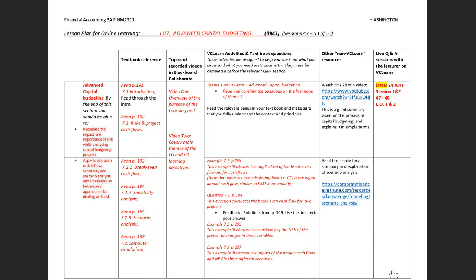Okay, so in Learning Unit 7, the introduction, this is page 191, there's a lot of important information in the introduction. So please, in any of your chapters, particularly in financial management, okay, we're only doing finance this semester, introductions are important, and I have seen many times where they have taken test questions from the information in the introduction. So then over the page on 7.2, we've got risks and project cash flows.